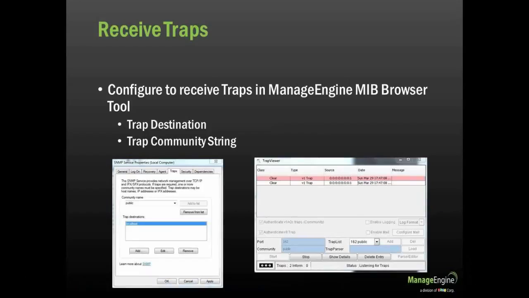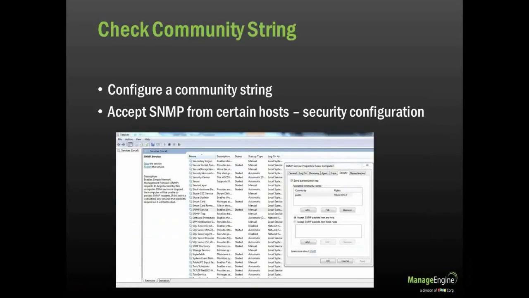Let me get back to the presentation again. The next item in our agenda is to check the community string. The SNMP Manager uses the community string as authentication to receive SNMP data from managed devices. In order to enhance the security of SNMP data received by SNMP managers, it is recommended that managed devices accept SNMP requests only from the SNMP manager and not from any other host in the network.